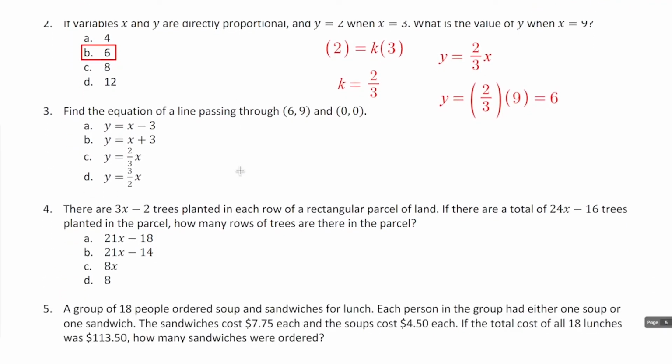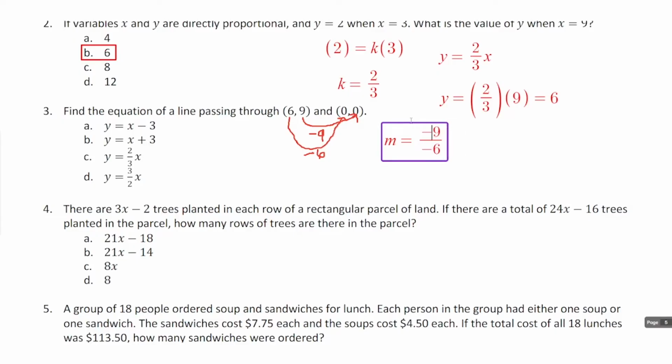Number 3 says find the equation of a line passing through (6, 9) and (0, 0). So first we'll find the slope. The change in y is going to be minus 9. To get from 9 to 0, we subtract 9. And our change in x from 6 to 0 is going to be minus 6. So the change in y is -9, the change in x is -6, so our slope will be -9 over -6.